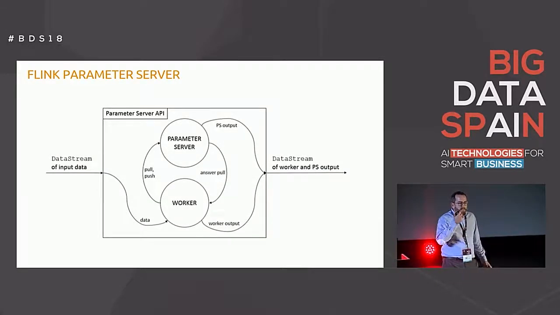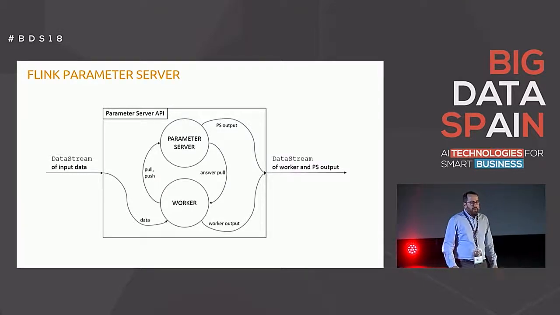Flink Parameter Server has communication with the workers. The workers have an input data stream and an output data stream, and during the processing, the worker maybe needs to access the machine learning model. There are two operations to communicate between the parameter server and the worker.